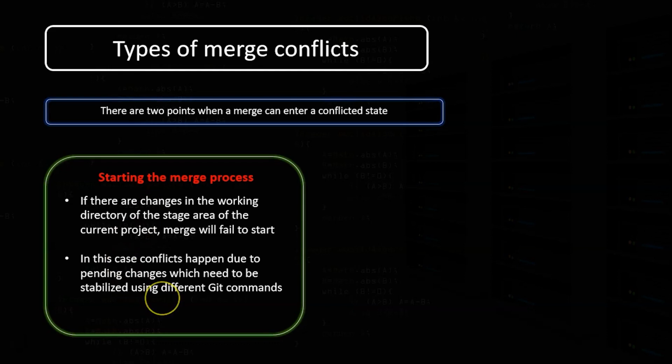So in this case conflicts happen due to pending changes. For instance, you have done some modification to the changes and you were planning to do the commit, but before that you felt that you want to do some kind of merge. Since there are some pending changes available in your working area, your merge will definitely fail there itself. Even before initializing the merge, as a pre-check, your merge activity will fail.